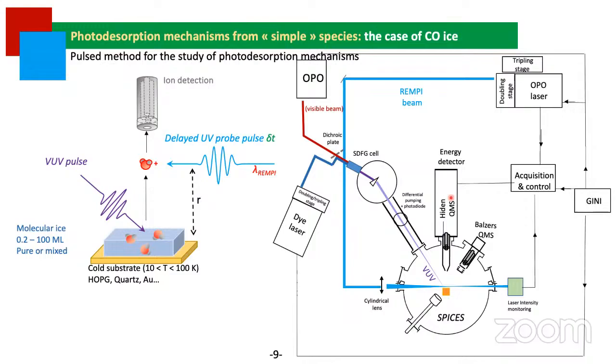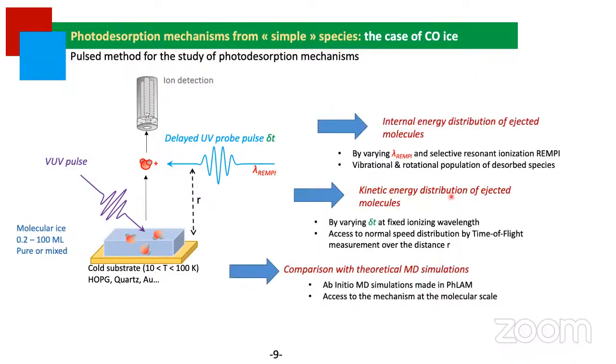So why do we do that exactly? First, with this kind of experiment, we can choose to fix a delay in between the desorbing pulse and the probe pulse. And with that, we will just change the energy of the ionizing photons.